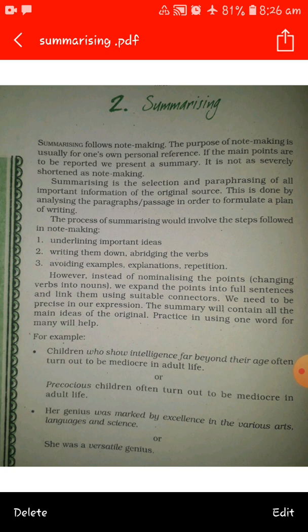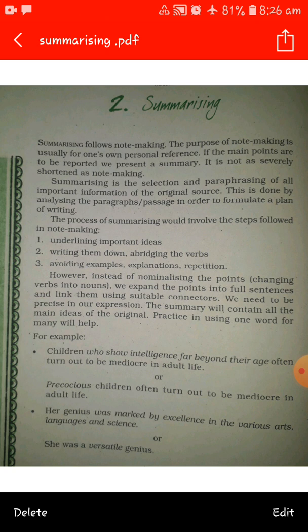When you analyze the paragraph or passage, you can do it easily in order to formulate a plan of writing. So the process of summarizing would involve the steps followed in note making. There are some steps which we followed in the note making process, and similarly in the summarizing process. So what are the steps?